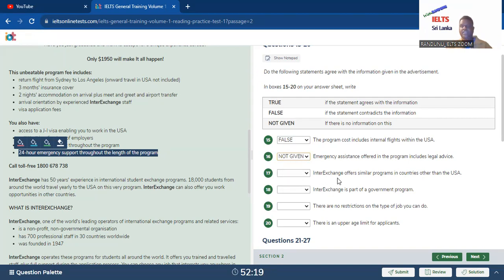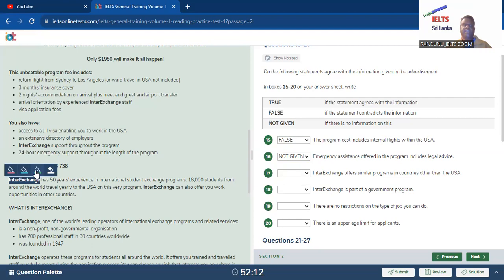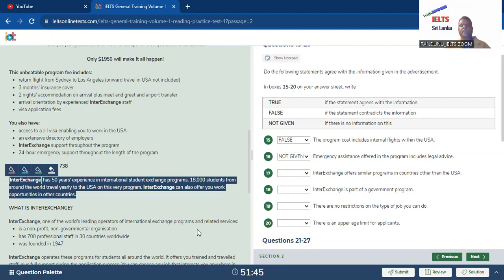Next one, the interchange. You can find it here, interchange. Interchange is the company name, the name of the agency. Interchange offers similar programs in countries other than USA. This advertisement is for USA, but are they giving similar things for some other countries too? You can read here and tell me the answer.